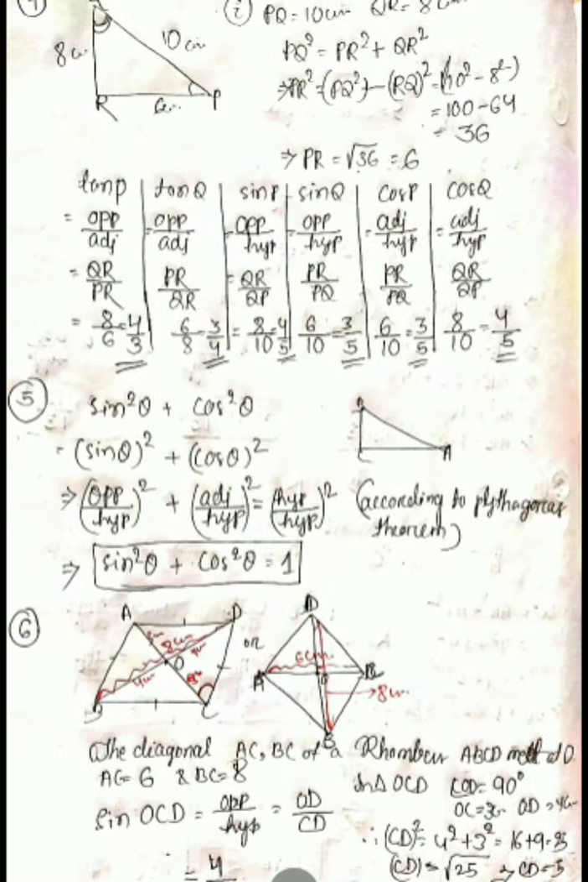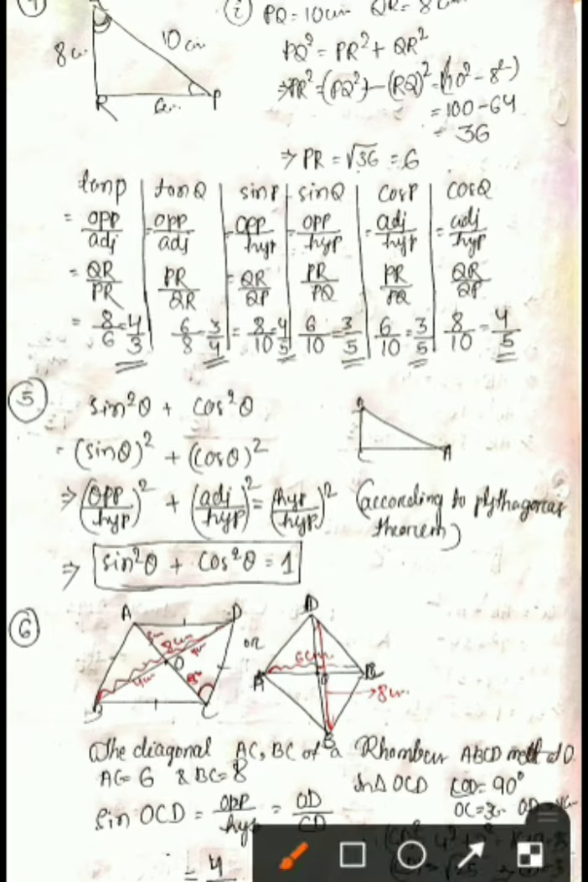In triangle PQR, the right angle is at angle R. Find tan, sin, cos of angle P and angle Q. Same as question number 3, you have to solve this. Separately I have found it here, you can see according to the figure.